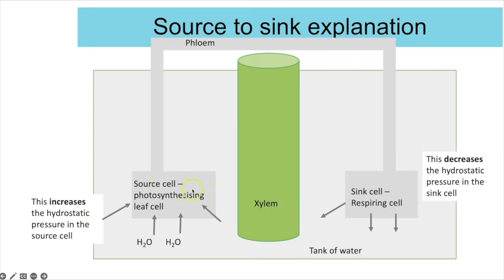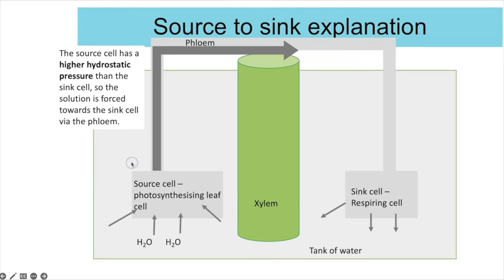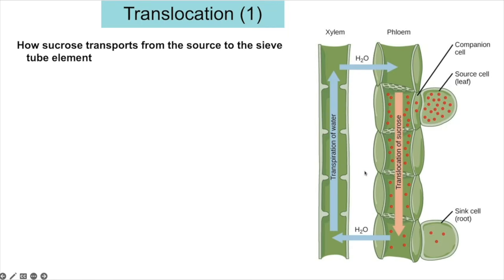As water moves in at the source cell, there's an increased hydrostatic pressure, and as water is leaving at the sink cell, you have a decreased hydrostatic pressure. That then creates this pressure gradient, and as a result, the sugary solution in the source cell is going to be forced up and through the phloem towards the sink cell due to that high hydrostatic pressure in the source cell in comparison to the sink cell.